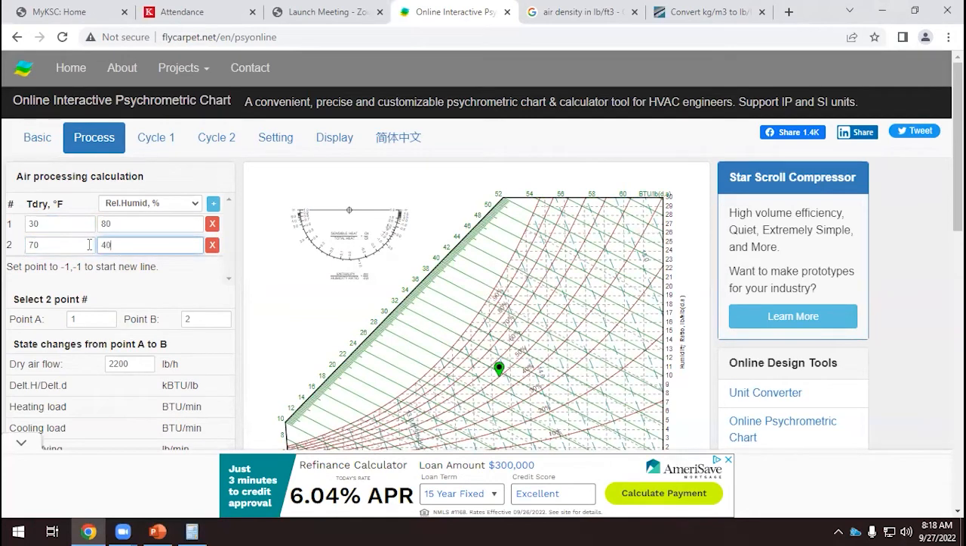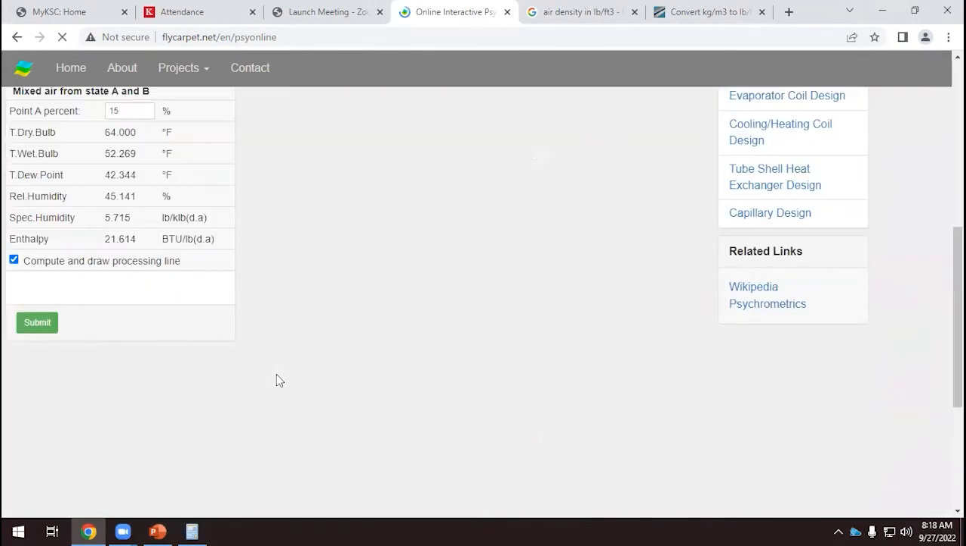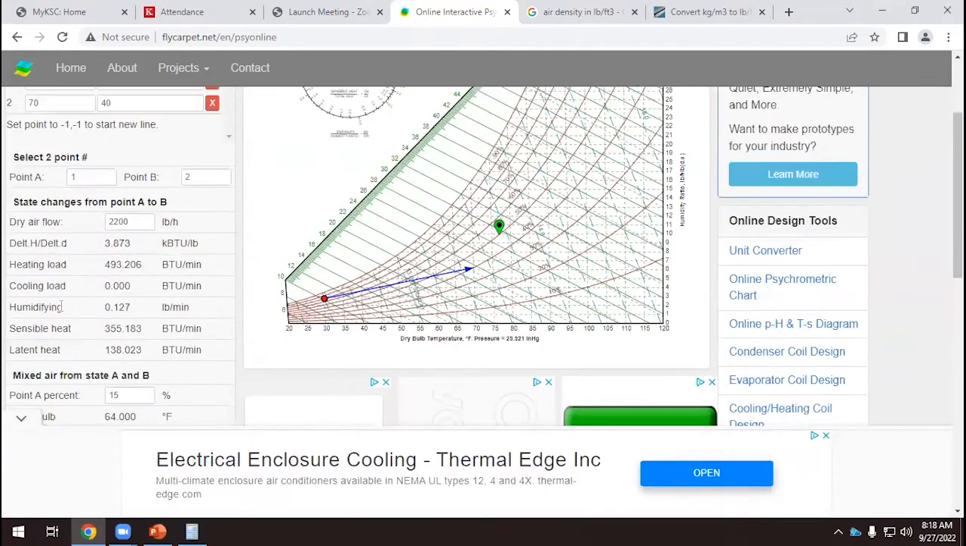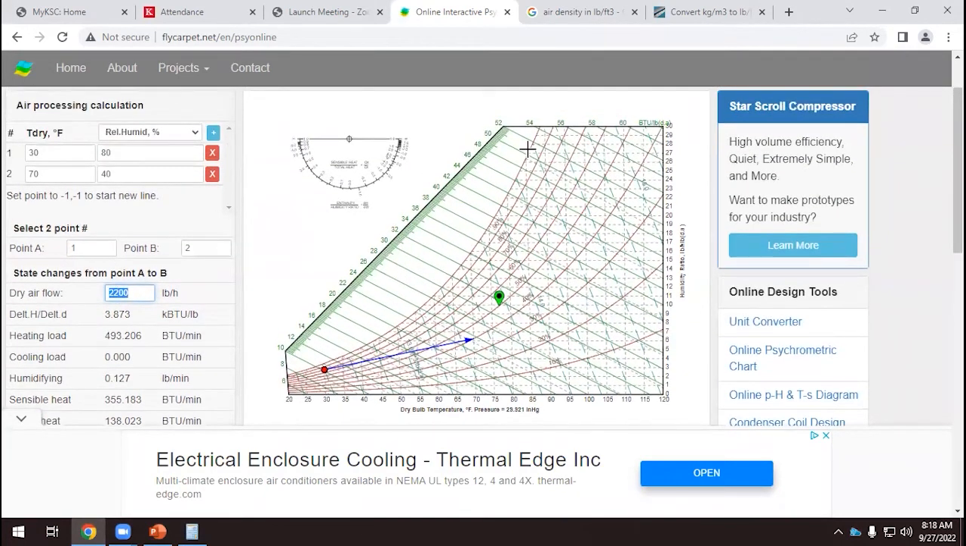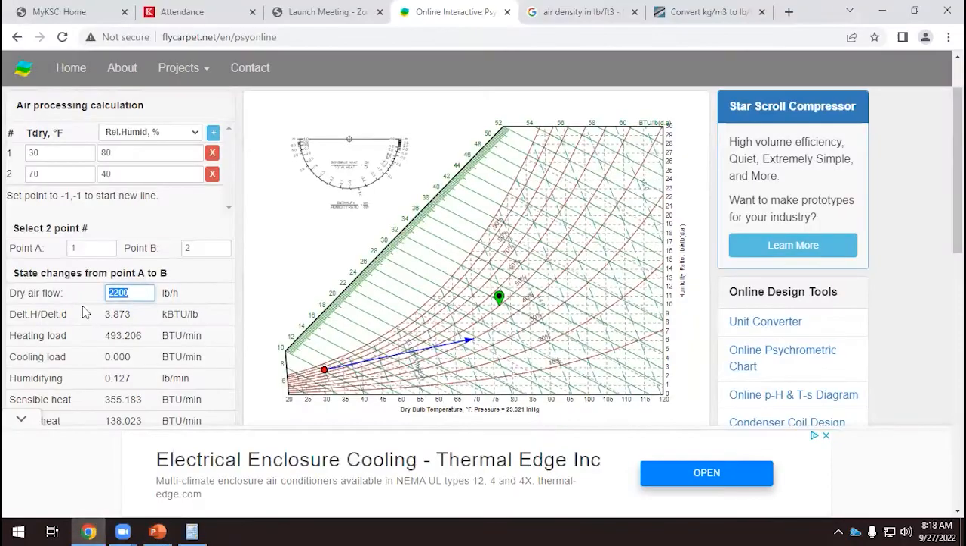70 and 40. Now we compute, submit, and the cooling, the heating load, it's 400. No, because I didn't. Okay, so I have to type here the right value for the airflow, 400. Okay, yeah. So you have to be careful.